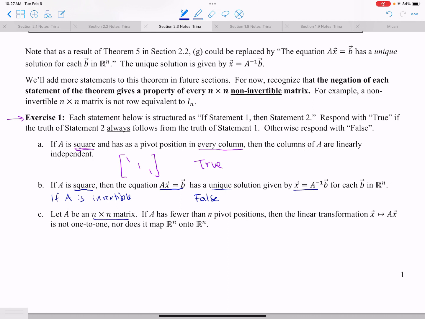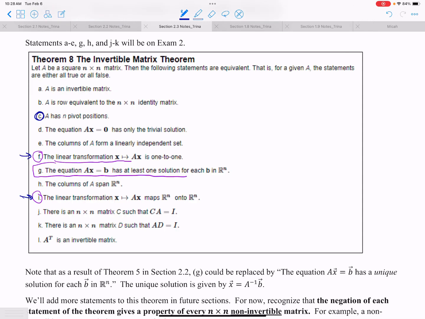Part C says let A be an n by n matrix, another way of saying square. If A has fewer than n pivots, then the linear transformation x to Ax is not one-to-one, nor does it map Rn onto Rn. Strictly looking at the invertible matrix theorem, this is true. It uses C, F, and I. So if it does not have n pivots, then it is not one-to-one, and it is not onto.